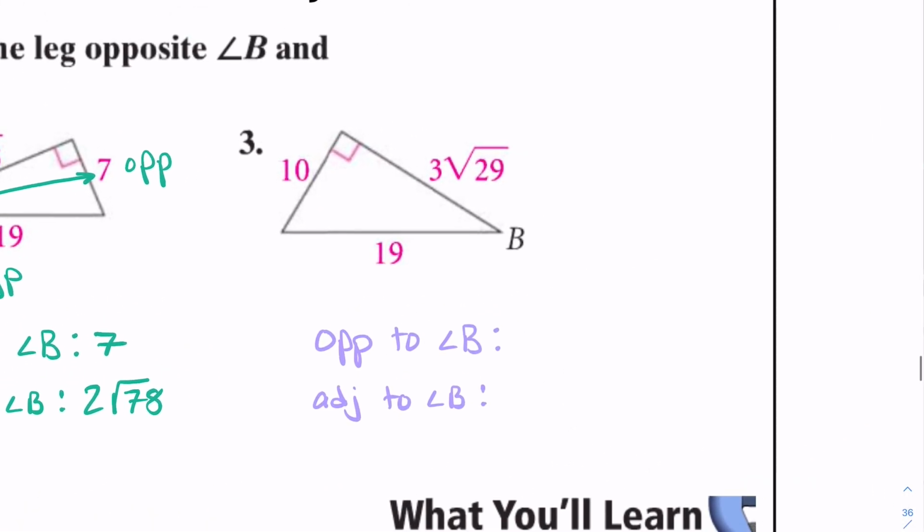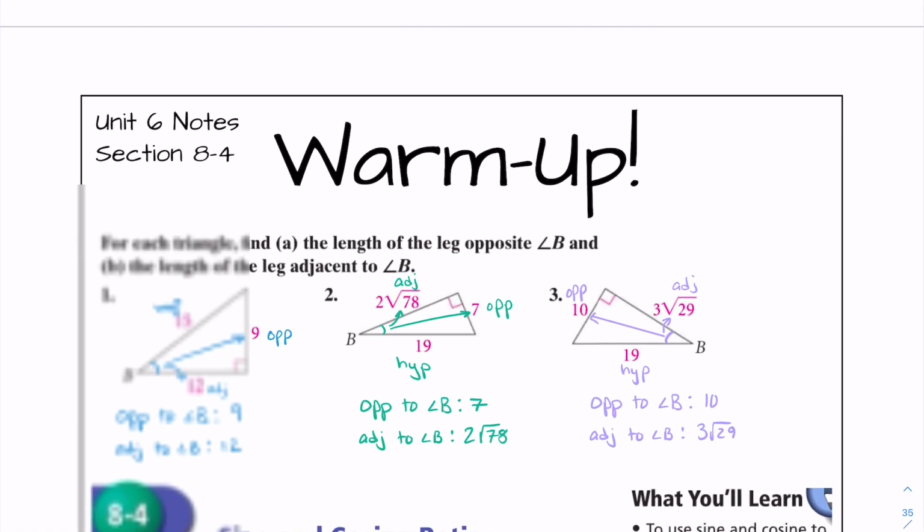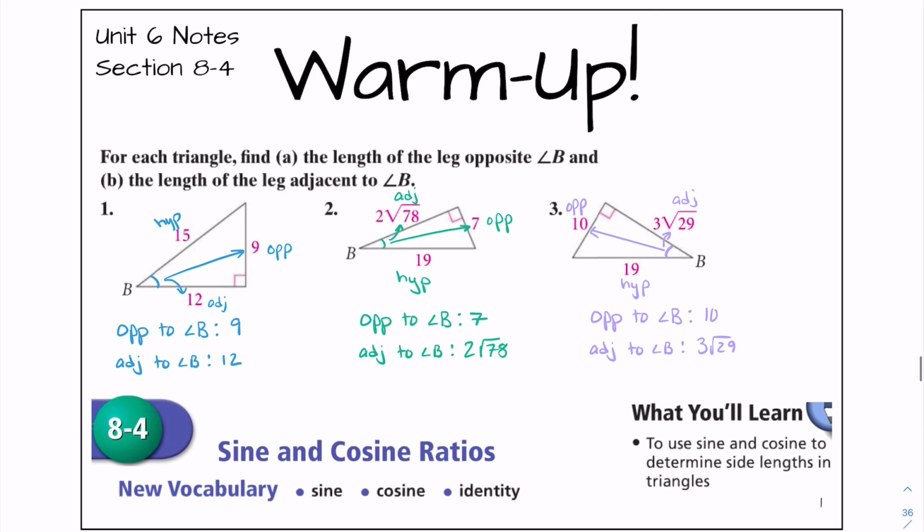In our last one, we have the opposite angle B. Here we have the hypotenuse always, and then the opposite is over here, which is 10, and the adjacent is 3 square roots of 29. So 3 square roots of 29, and here is 10. All right, so we found both A and B for each one of these.